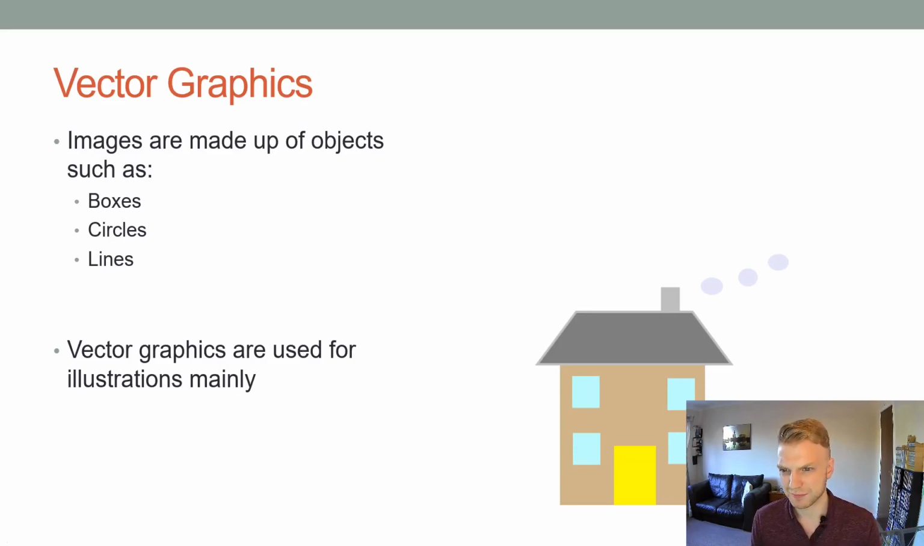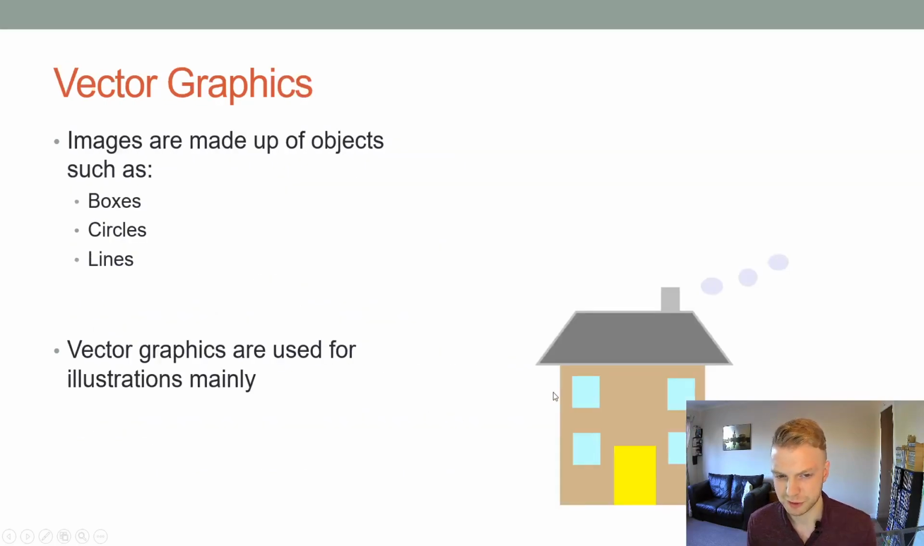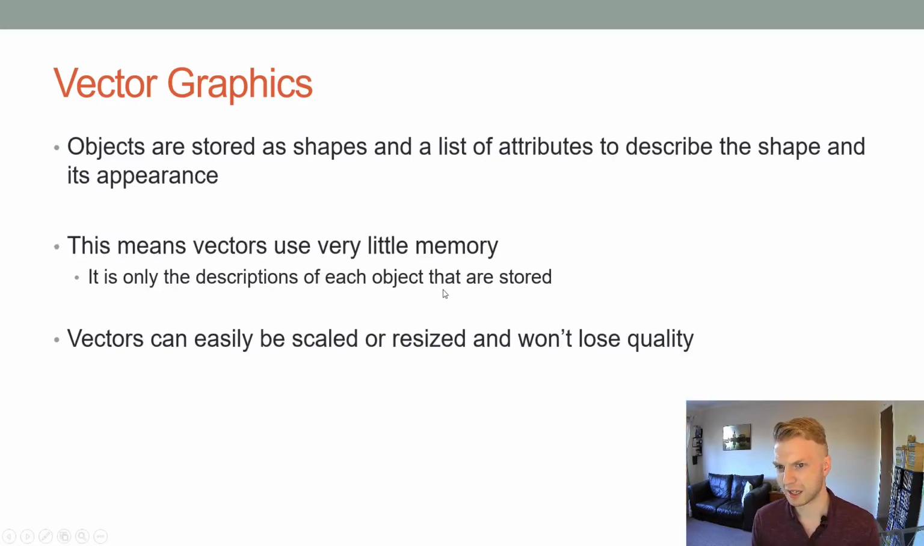The way I think about it is, with bitmaps you would use Photoshop to edit them, and with this you would use something called Adobe Illustrator, which is similar to Photoshop, but it lets you draw shapes. You can even make these same shapes in Microsoft Word, but this is dedicated to it. So how are they stored? They're stored as shapes and a list of attributes.